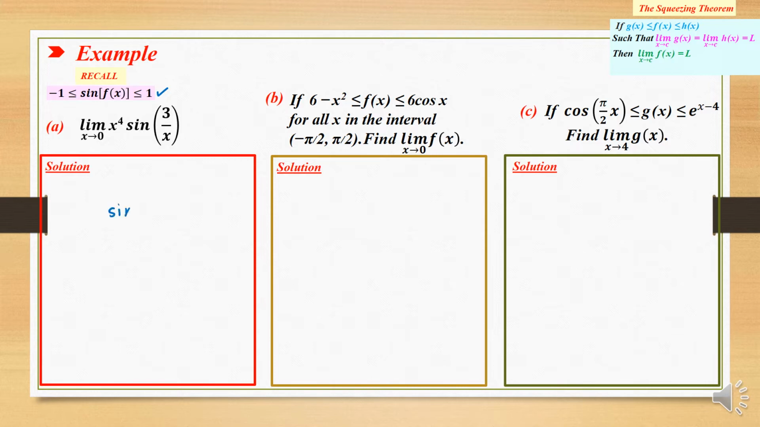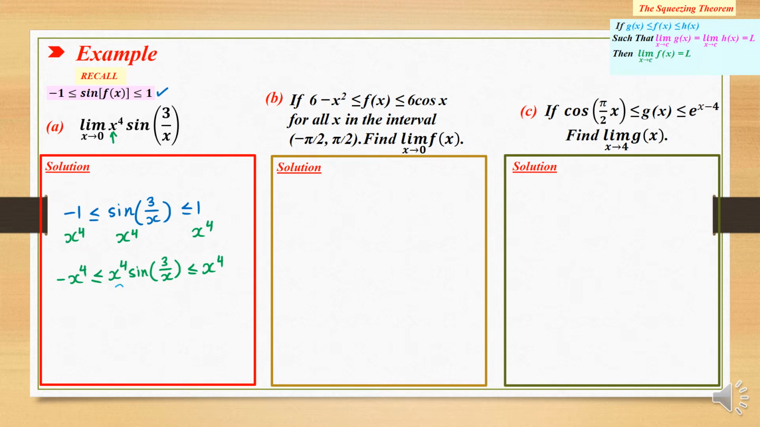So for our question we have sine 3 over x will be between -1 and 1, and then you have to multiply all sides by x to the fourth. Since x to the fourth is a positive quantity, there is no need to change the signs of the inequality. So multiply all terms by x to the fourth, and you will get that x to the fourth sine 3 over x is between negative x to the fourth and x to the fourth.